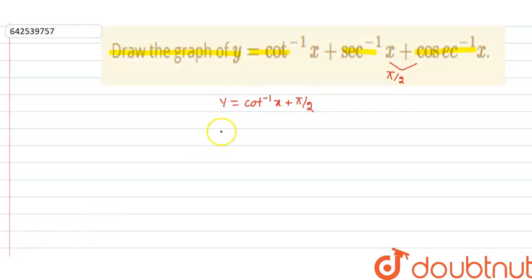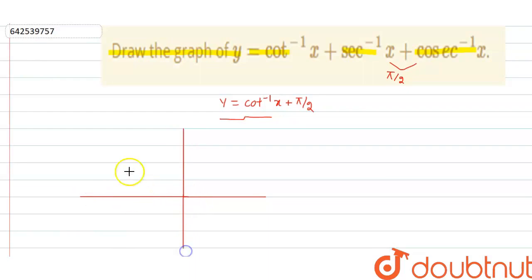Now what we need to do is just draw the graph of y is equal to cot inverse x and shift this graph in positive y-axis with pi by 2 units. Okay, so just draw the graph of y is equal to cot inverse x.